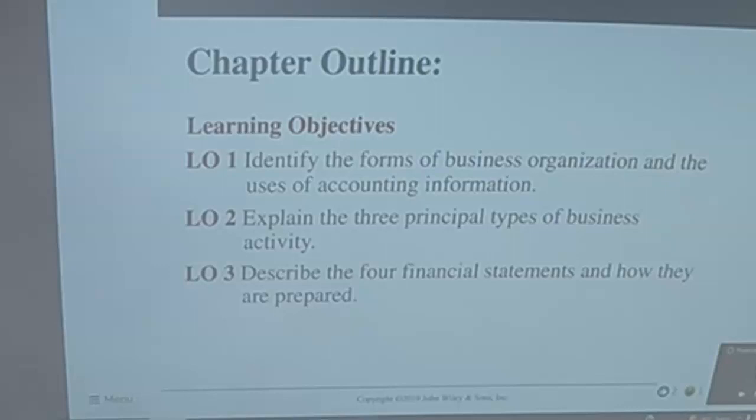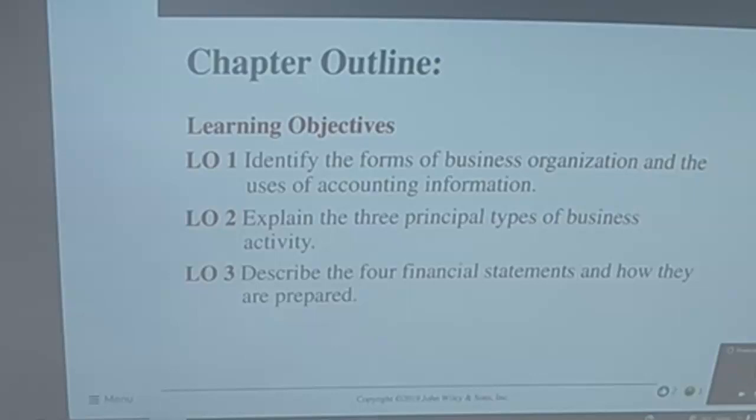We have talked in the past about the different forms of business organizations. What are the three business organizations? Partnership. Corporation. And sole proprietorship, okay? Know the difference between them and know the advantages and disadvantages of each one of those.